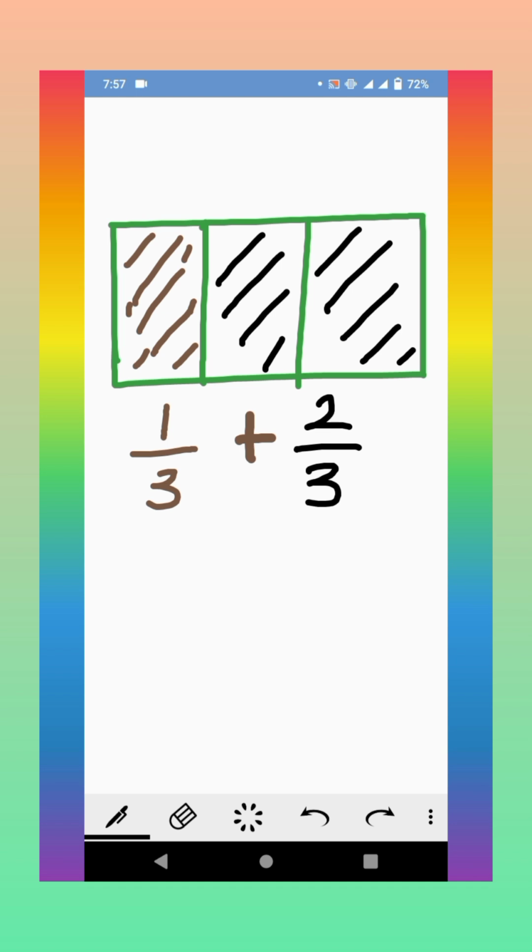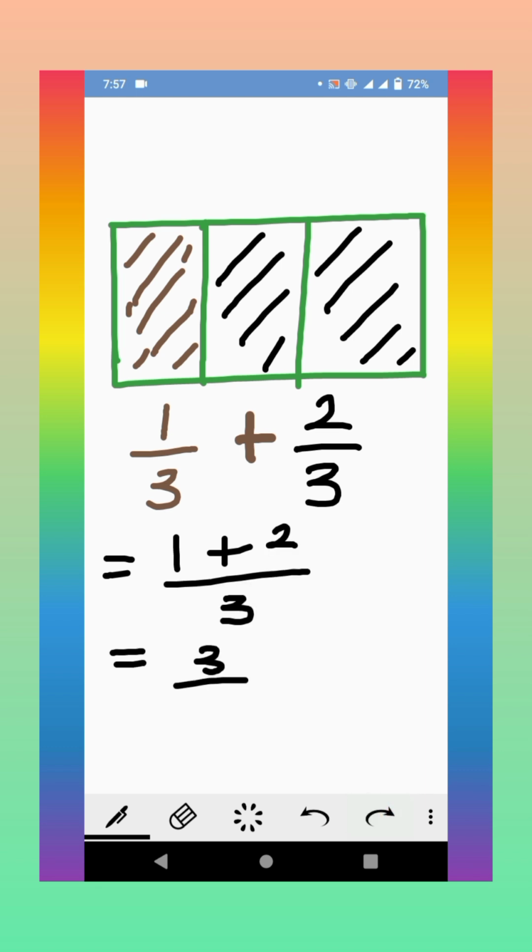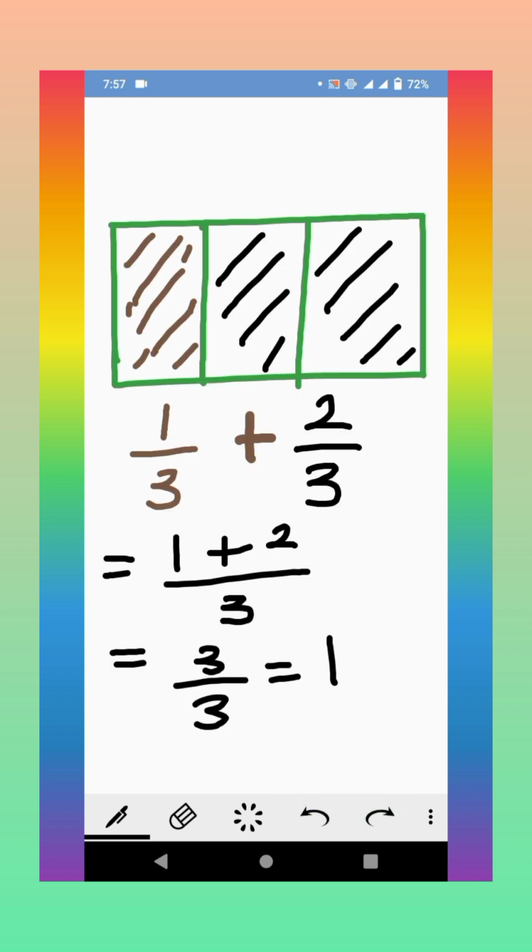So if you add 1/3 plus 2/3, you're going to get a whole of that rectangle. And look at the procedure and how we solve like fractions. We pick one of the common denominators and simplify the numerator, of course, and you get a whole. Let's look at another shape.